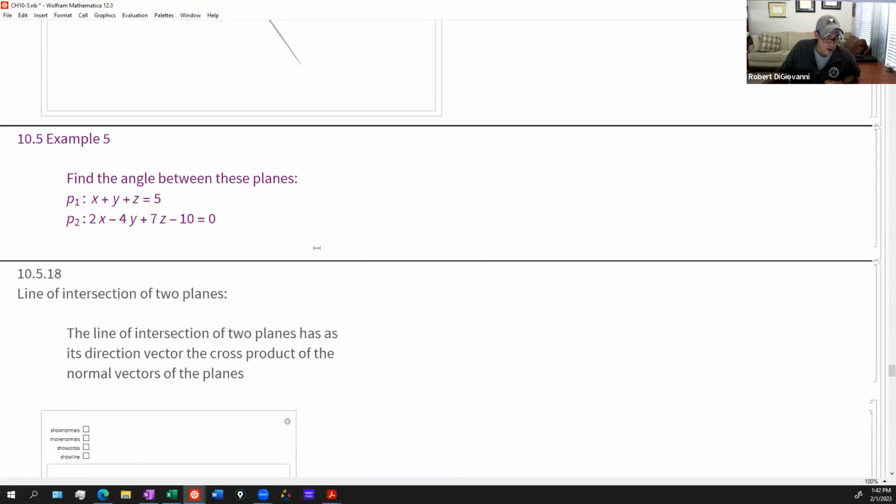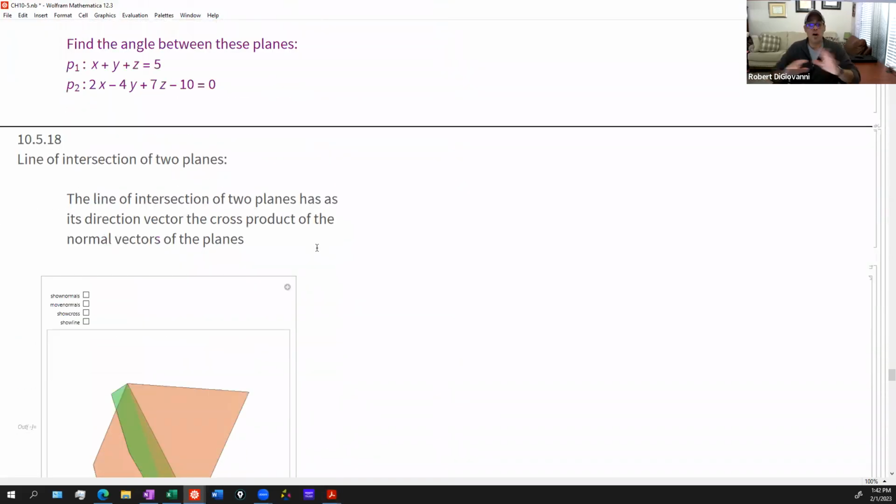All right, so we did that problem. Now, moving on to a completely different topic, still talking about planes and lines here. We're now going to see how we can find the line of intersection of two planes.